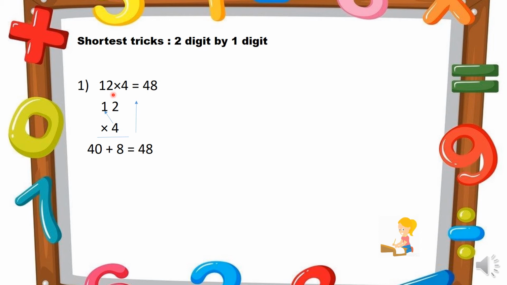Look at here. 12 4s are 48. If you are perfect in the multiplication table, quickly you will answer. Is it not? Yes. Let us solve this example. 12 multiplied with 4. Here 4 is the multiplier. 4 2s are 8. Okay. 4 1s are 4, but 1 is at the tens place. Is it not? 2 is at the 1's place. 1 is at the tens place. So 4 2s are 8. 4 tens are 40. So 40 plus 8 is 48.